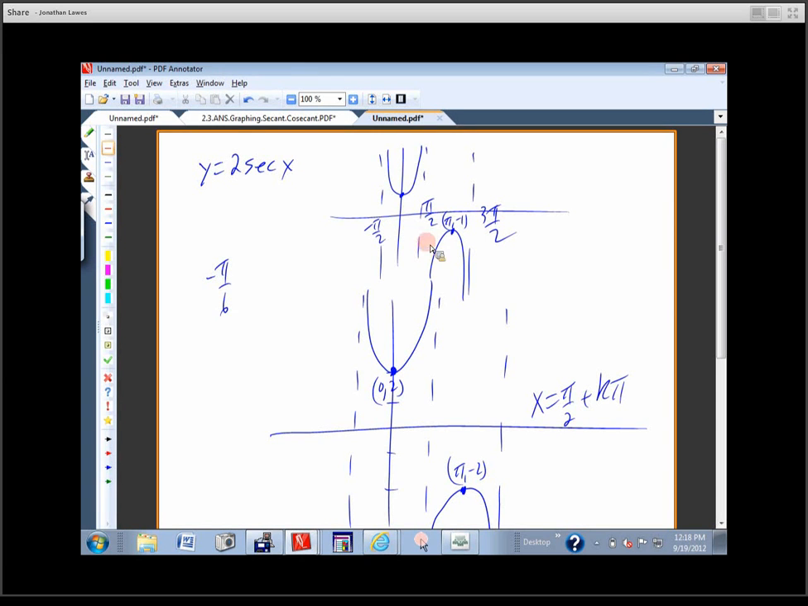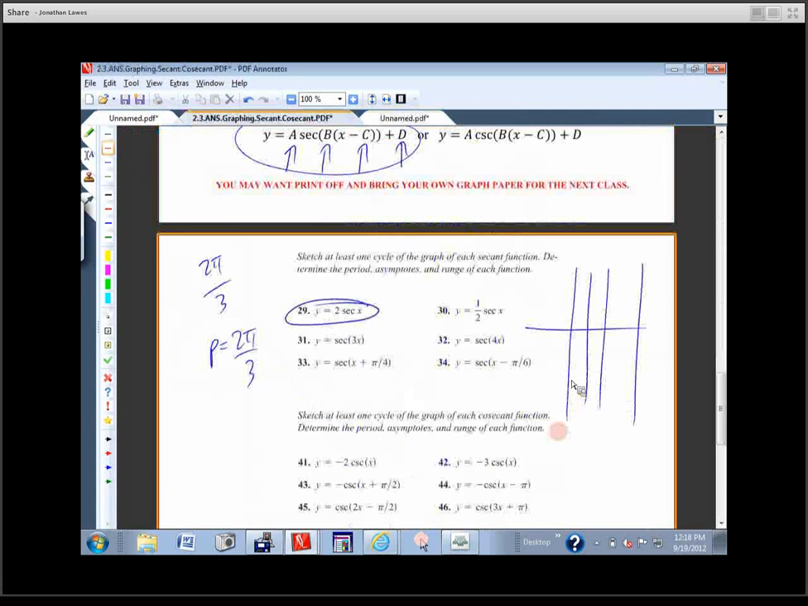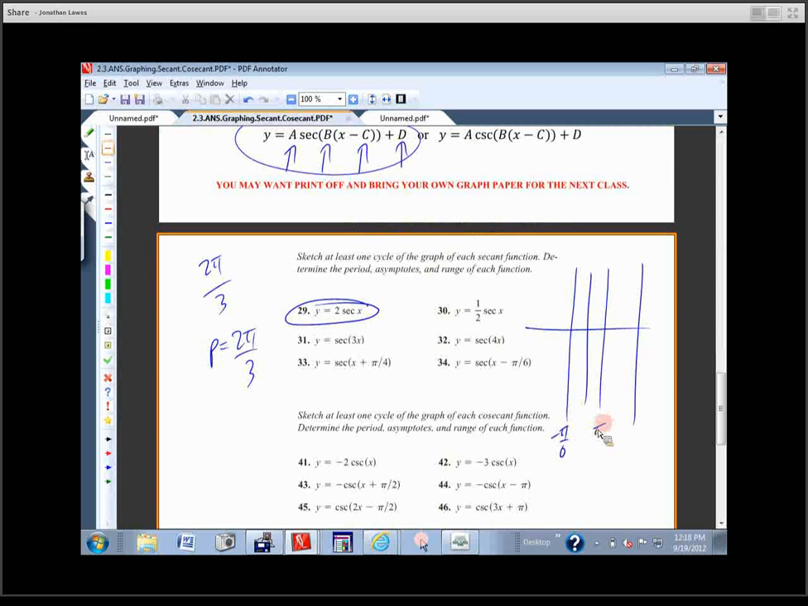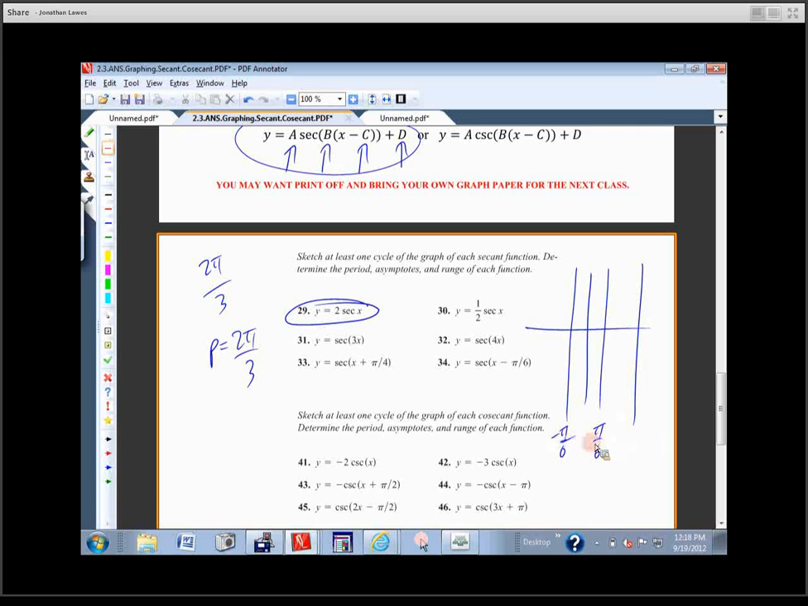Where would this one be? Pi 6. So this would be at negative pi 6. This one would be at pi 6. How far is it in between these? Pi thirds. It's exactly half of the period. So I'd add another pi thirds. Where would this asymptote be? Very good. It's at pi halves. Because from here to here is pi thirds. From here to here is pi thirds. How far is it from the beginning of this shape to the end of that shape? 2 pi thirds. Does that make sense?